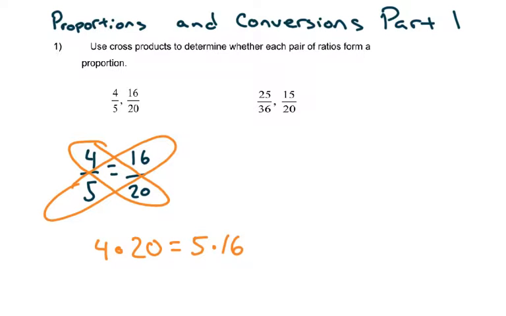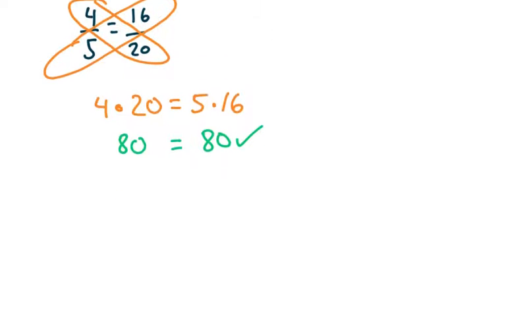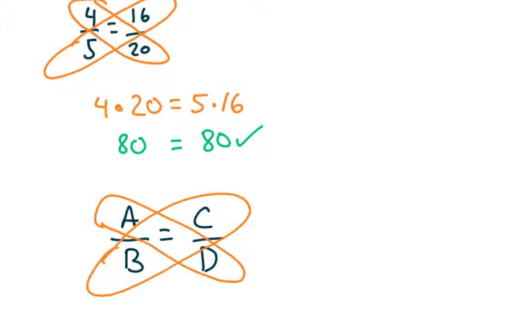If I multiply 4 by 20, I'm going to get 80. And if I multiply 5 by 16, I'm also going to get 80. And so this is actually true. But let's look at this a little bit more in depth. Why is that true? Let's say instead of numbers, we use letters, like last time. What we want to see is: is it true that if I cross multiply A times D and B times C, it's the same thing as A over B equals C over D? Notice when we cross multiply, we get AD equals BC.